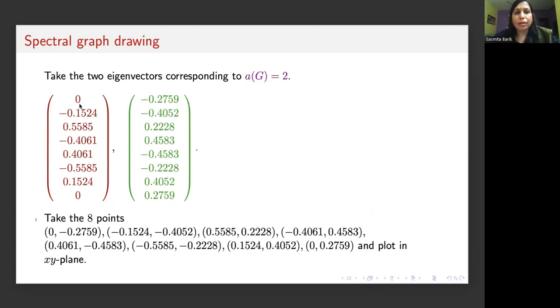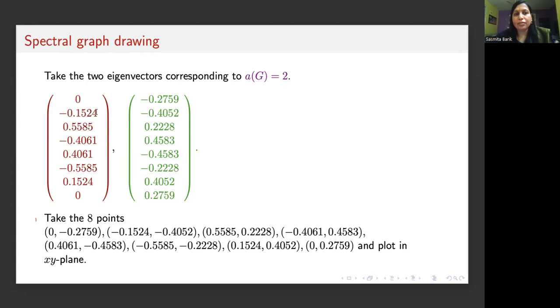Now take the 2 vectors. Because each has n components, and each component corresponds to a vertex, the first component corresponds to your first vertex. Here also you have n components, meaning 8 components, and they correspond to the vertices. So I'll take the first component from here and the first component from here. That makes a pair of 2 real numbers, corresponding to the first vertex in both vectors.